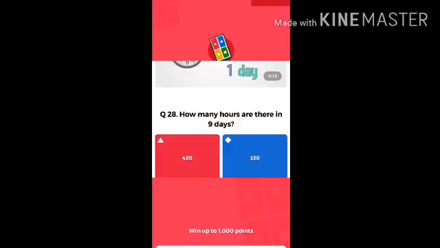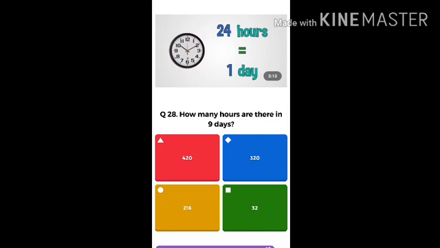How many hours are there in 9 days? First of all, you should know how many hours are in a day. 24 hours. So hours in 9 days means 9 times 24. 24 multiplied by 9 is equal to 216 hours.